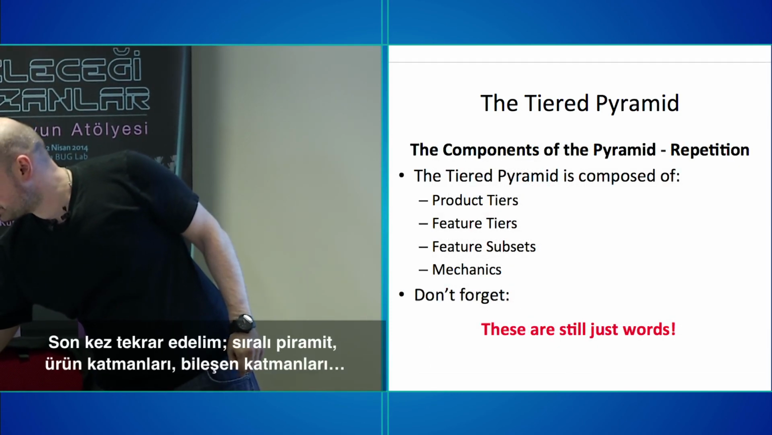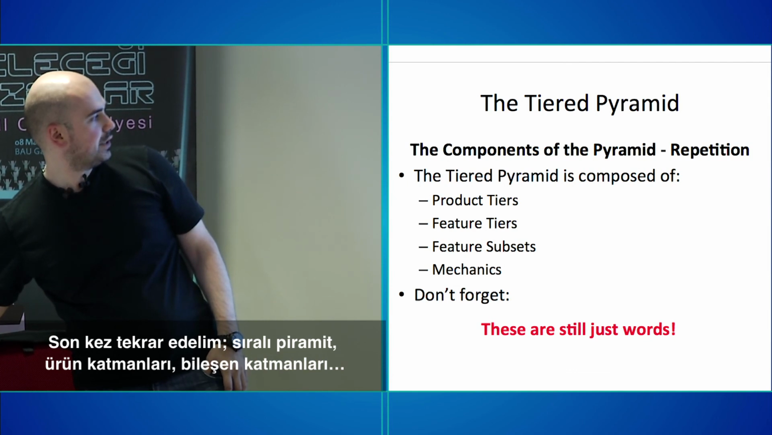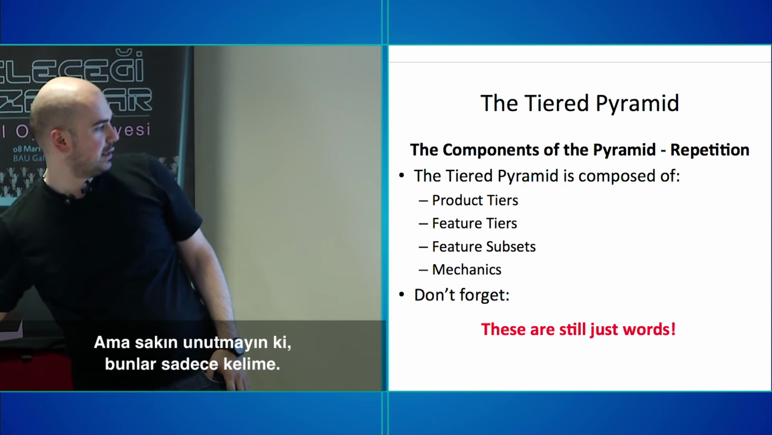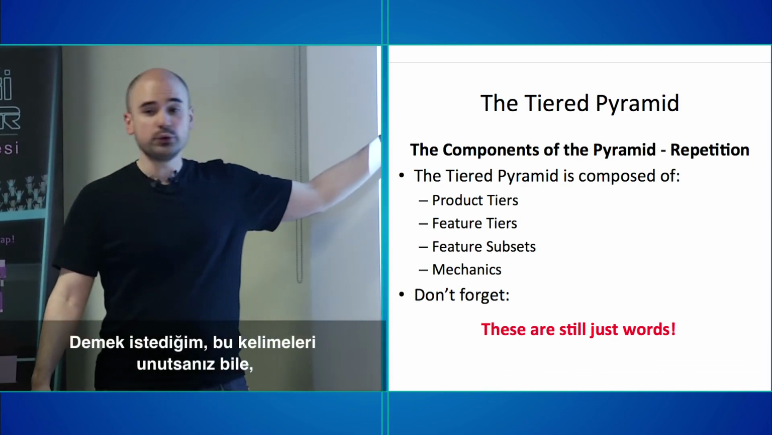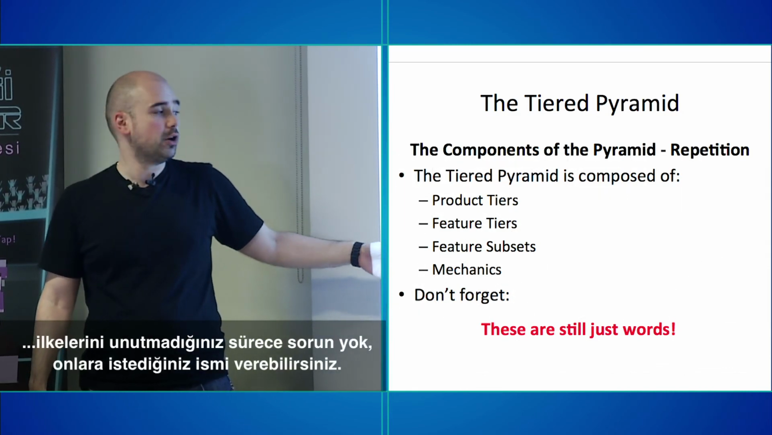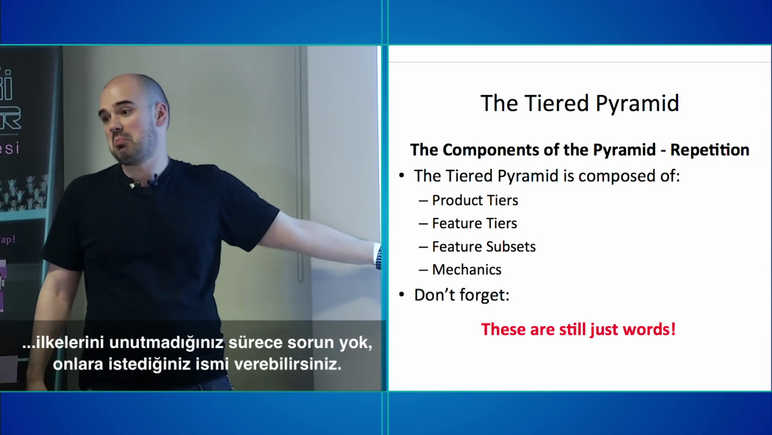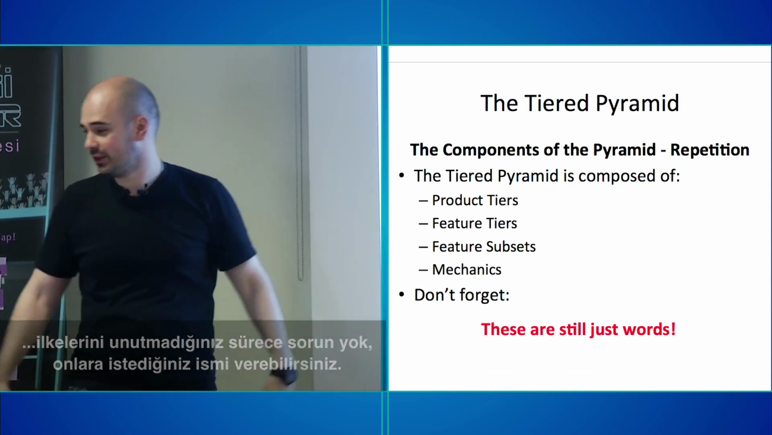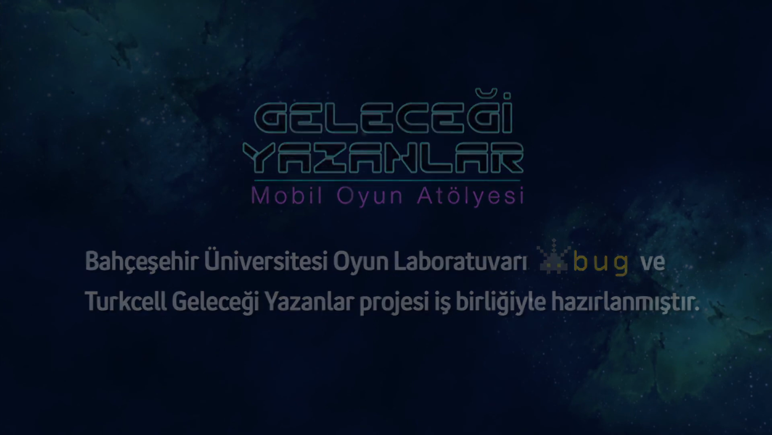So just to repeat, tiered pyramid is composed of product tiers, feature tiers, feature subsets, and mechanics. And don't forget, these are still just words. By that I mean, if you guys forget the terminology, just don't forget the principle. If you want to call this Peter, Eric, Özkan, and Ted, okay. That doesn't matter. It's okay. It's not copyrighted. Just do what you want.